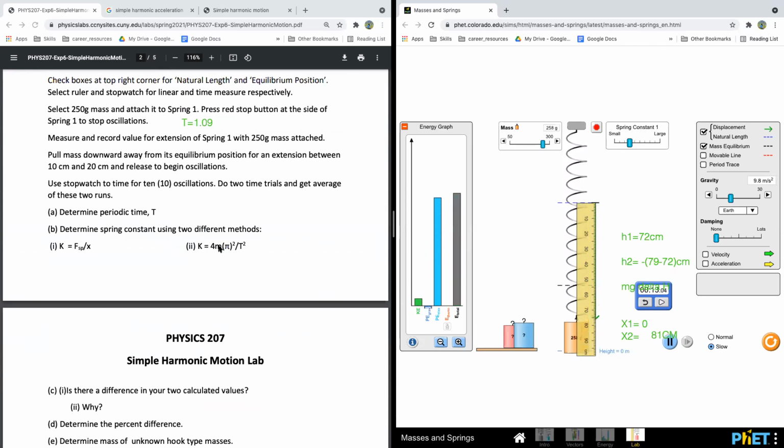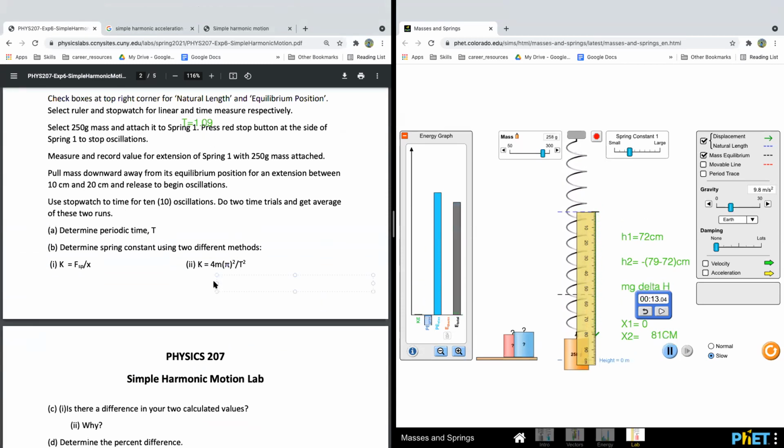If we put t squared over mass equal to 4 pi squared over k, this is the constant. Pi is constant, k is constant. So you get a constant, right?